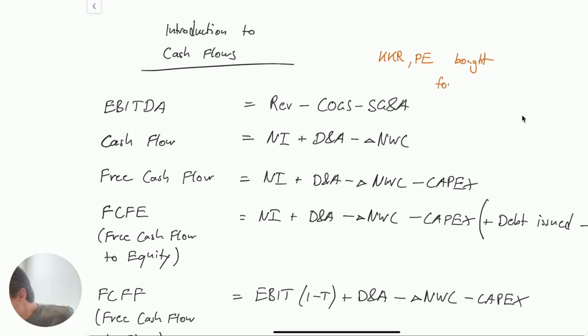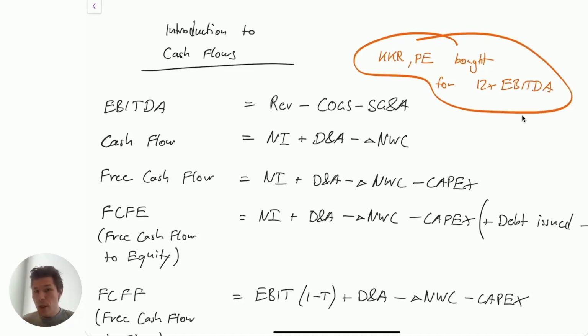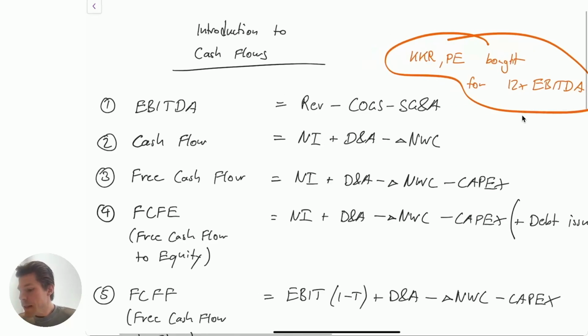for, let's say, 12 times EBITDA. So you hear this one, especially in private equity, a lot. We use this as an approximation for cash flow. It's an easy way to say, okay, let's use EBITDA 6 times, 7 times, 10 times, 12 times, then we know about the performance. We get an idea how expensive the deal was.